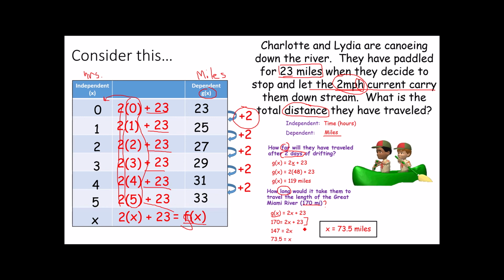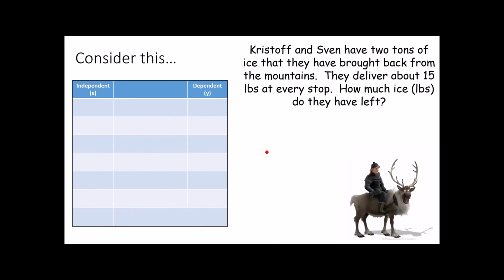And it would take them 73.5 miles. You see, once we know the pattern, g of x equals 2x plus 23, there's all kinds of different problems that we can solve. I've got one more of these for you.